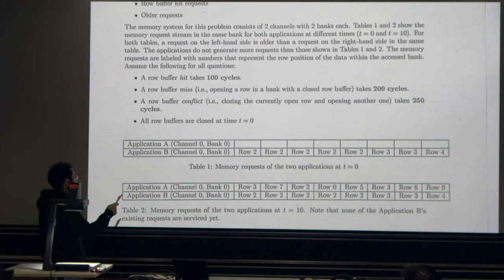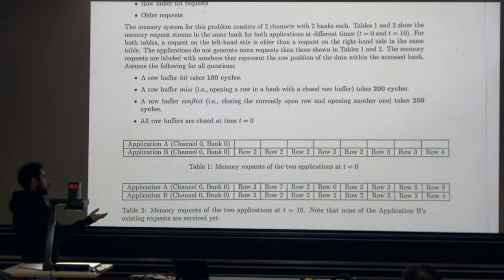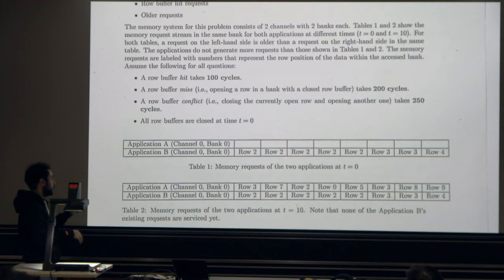So as we see at t equals 0, we have application B. This means that application B is the oldest one. It already has its requests in the buffers. And then at t equals 10, all the requests from application A have arrived, but we didn't service any of the requests yet. So application B has not serviced any of its requests.